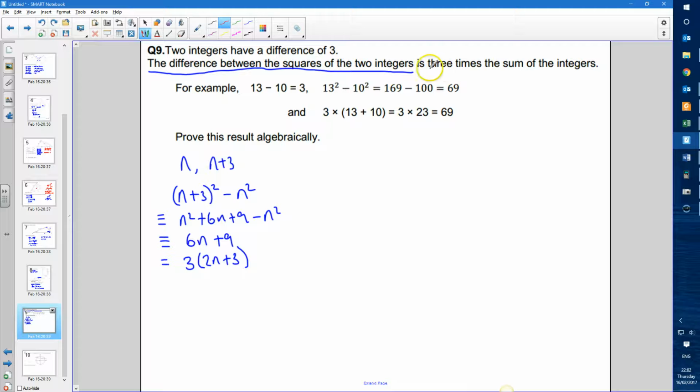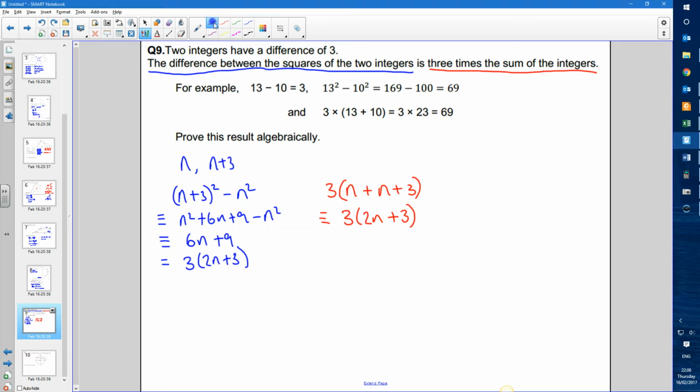Okay, and we're showing that this is 3 times the sum of the integers. So let's work out 3 times the sum of the integers. Okay, so over here I'm going to say, well, the sum of the integers is going to be n plus n plus 3. But I want to do 3 times that. Okay, so this is going to be 3 times the sum of the two integers. And that's going to be identical to 3 times 2n plus 3.